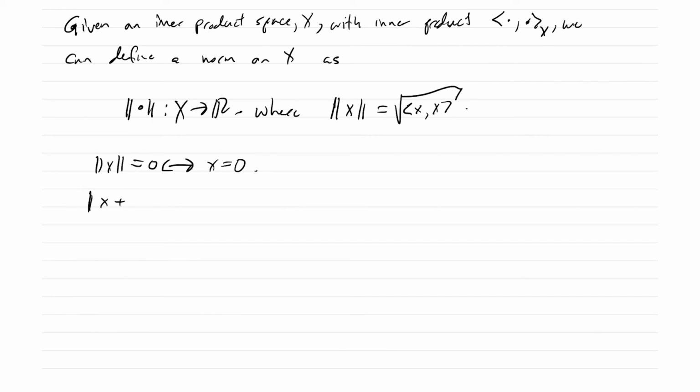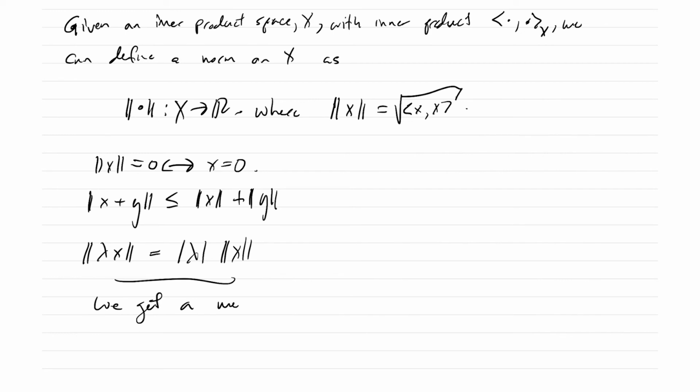Also, you get this: the norm of X plus Y is less than or equal to the norm of X plus the norm of Y. You also have things like pulling out scalars, which becomes the absolute value of lambda times the norm of X, etc. And so then we get a proper metric on X, as basically, I'll say d of x comma y is equal to the norm of x minus y.